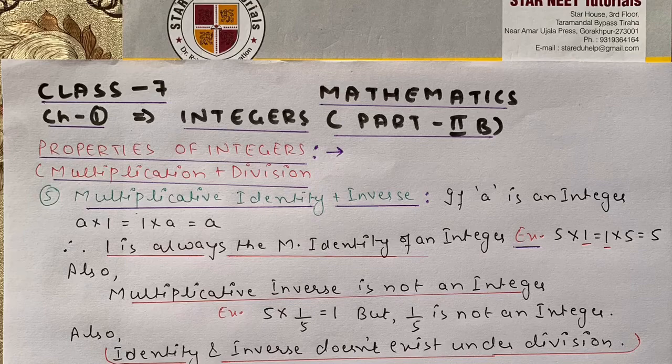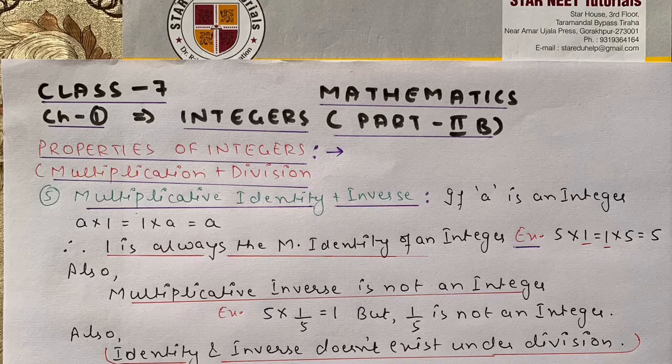What is the meaning of multiplicative identity? It is what you should multiply to an integer so that you get the same integer. So what is that number which, if you multiply with any number, you get the same result? It is 1. You multiply 1 with any number, you will get the same number. So 1 is always the multiplicative identity for each and every integer.